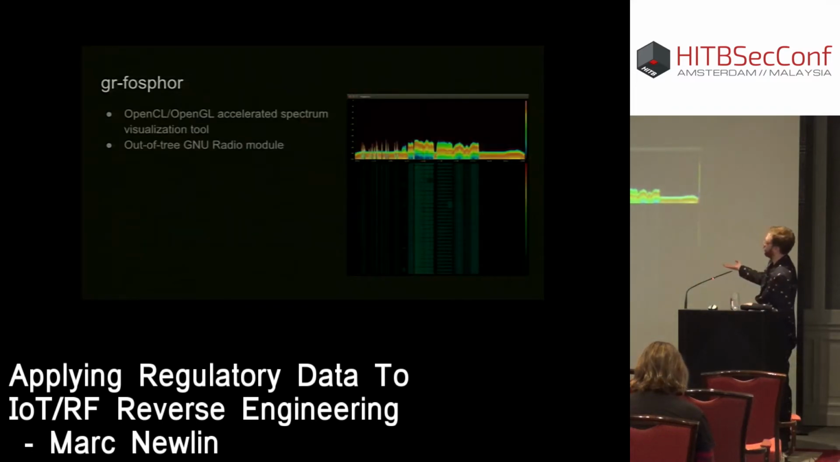So this is a screenshot of gr-fosphor. This is the spectrum visualization tool. So here we're looking at frequency on the x-axis and time on the y-axis. And so this is a snapshot of some LTE traffic. This is nice because you can tune your radio to a certain frequency and very quickly determine exactly what's happening. So you can say, hey, is there something there? Is there not? It's kind of good for doing these sanity checks.